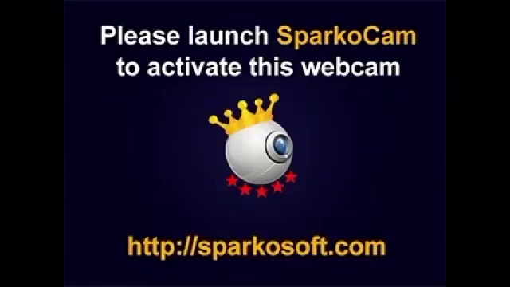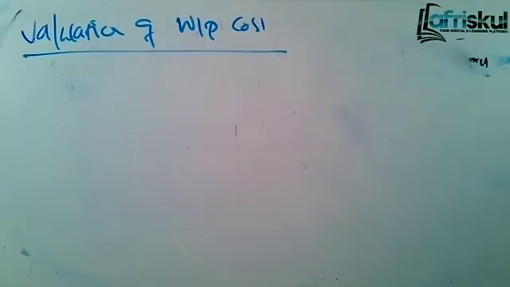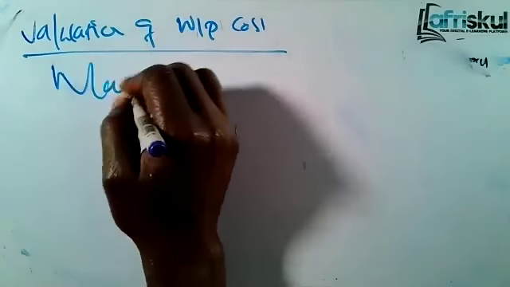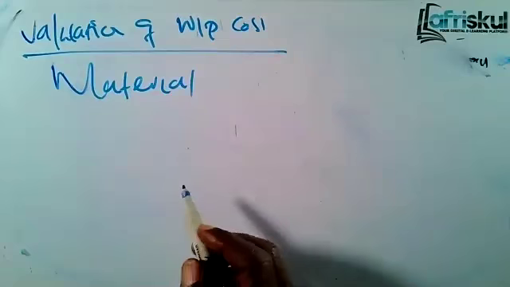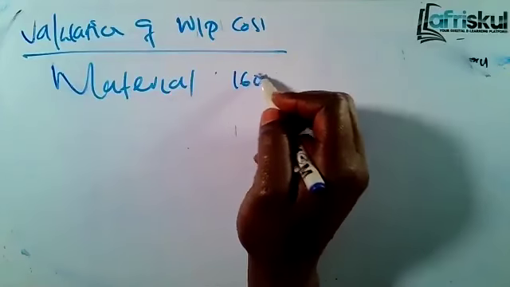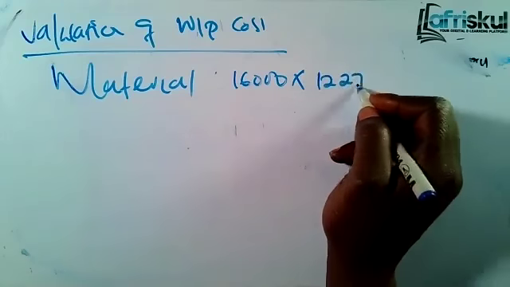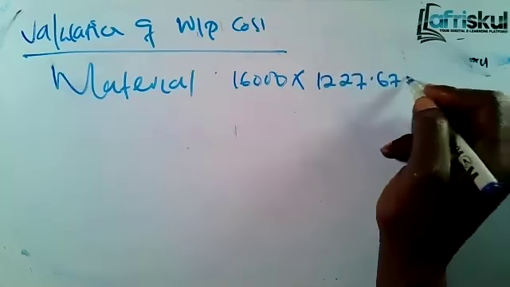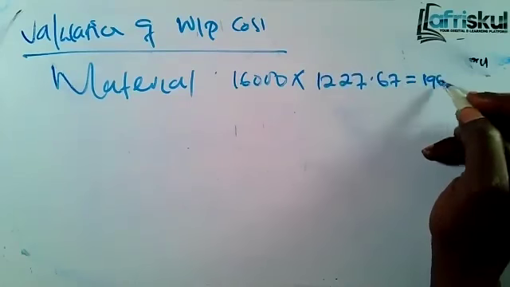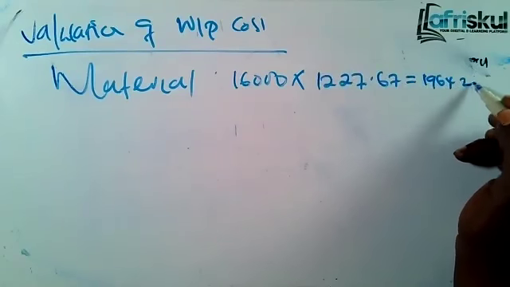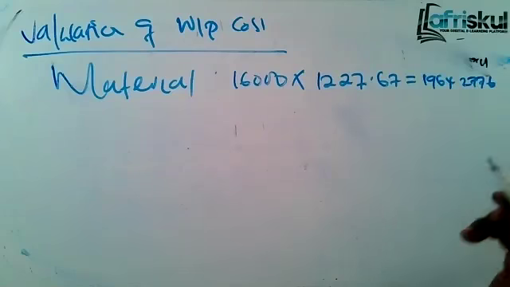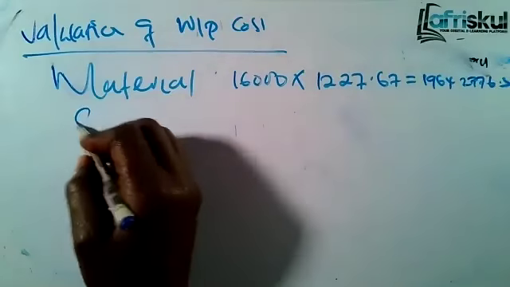So valuation of WIP cost. We're going to value WIP. So we have material. Material was 16,000 fully complete times 1227.67, which is 19,642,776. And then we have conversion.